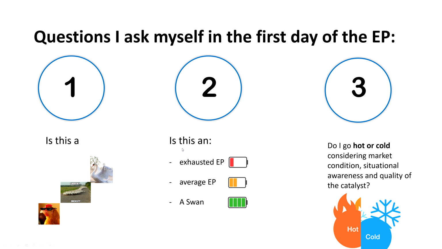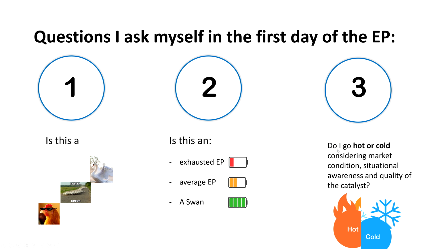Then I ask myself how strong the catalyst is, and at the moment when I buy it, is this an exhausted EP already? Because we know that in around 28% of the cases they are already exhausted, and there is not much money to make there. Is it an average EP where I can still make money in the next 3 to 5 days, or is it even a swan? You can already ask yourself this, because we saw that the swans show their strength on day 1 or 2, so you can see based on statistics if it could be a swan or not. So this is question 2.